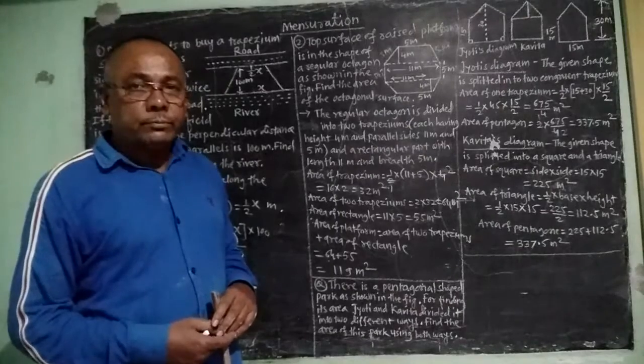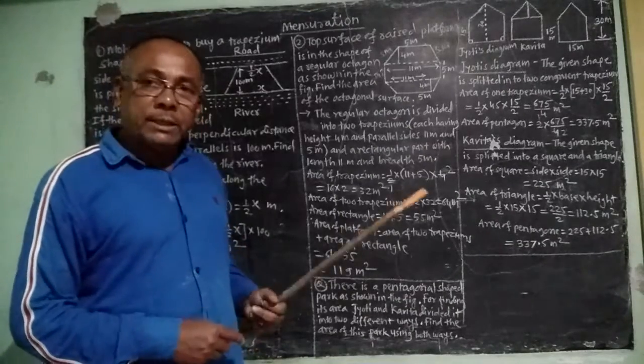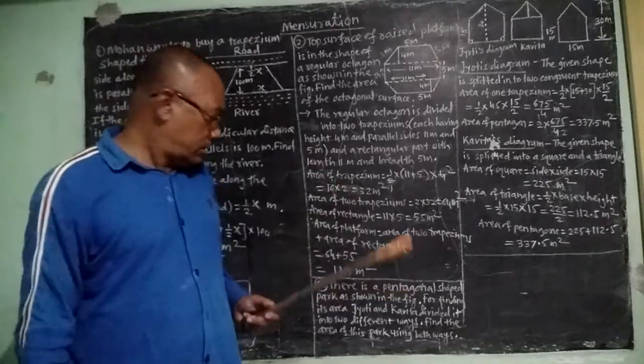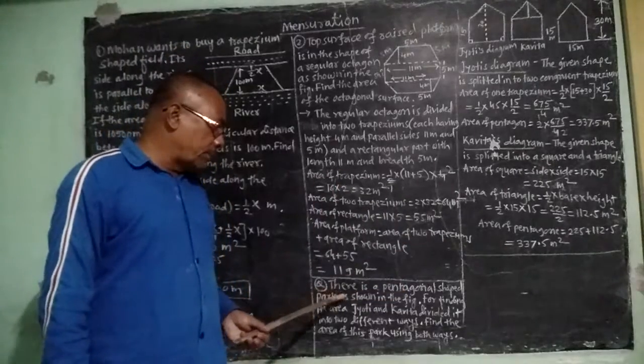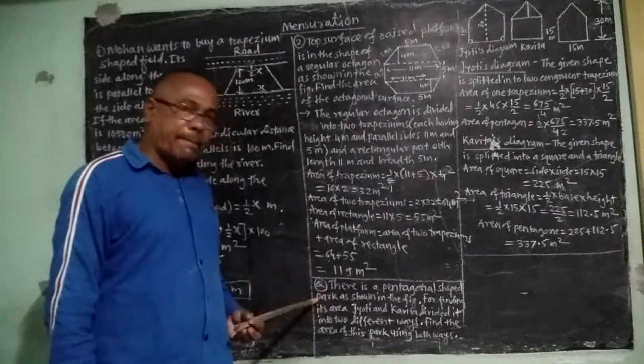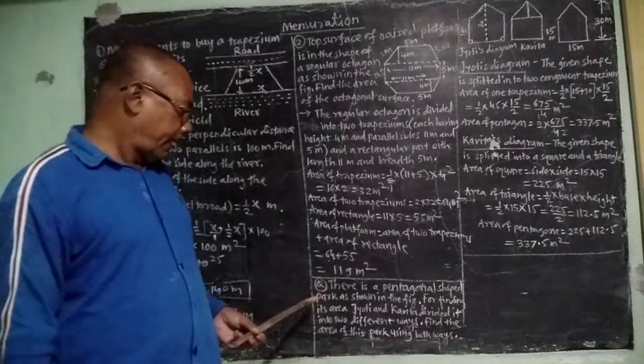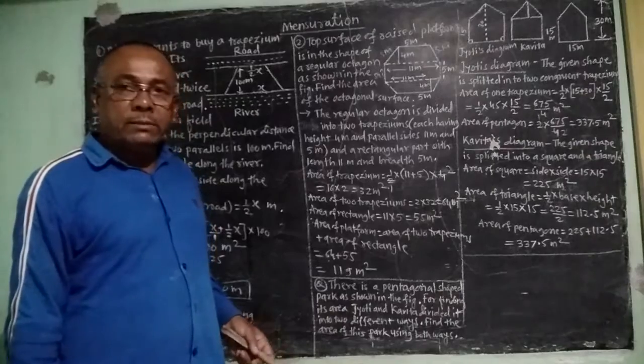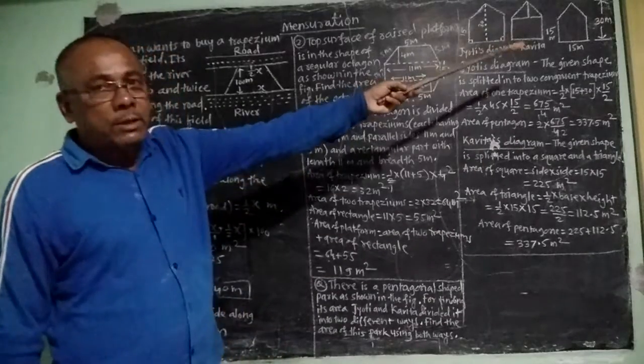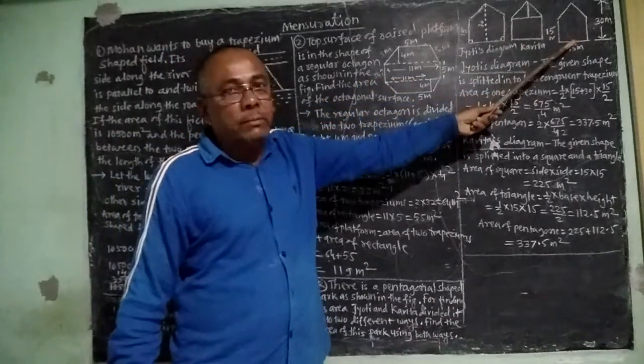Now one more example is there, we have to solve. So write down, there is a pentagonal shaped park as shown in the figure. That is the main figure.